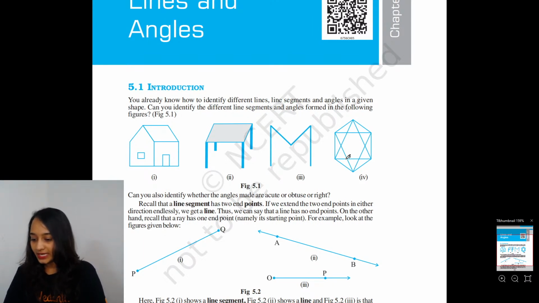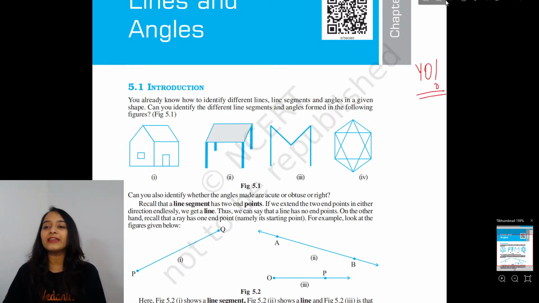Okay, yes. Quickly give me a yo in the chat box right now. Quickly give me a yo in the chat box. Come on, guys. Thank you so much, Sia.